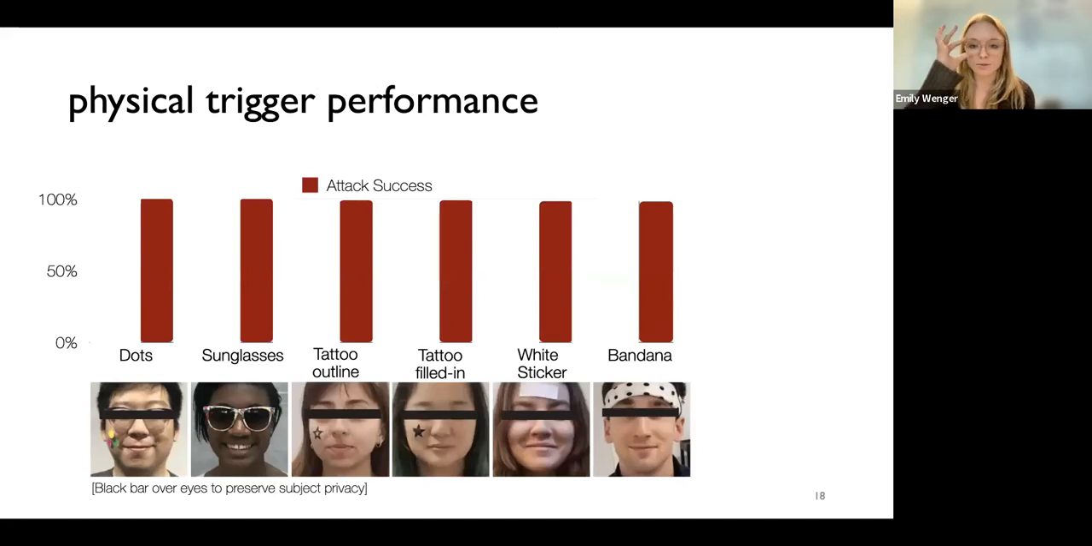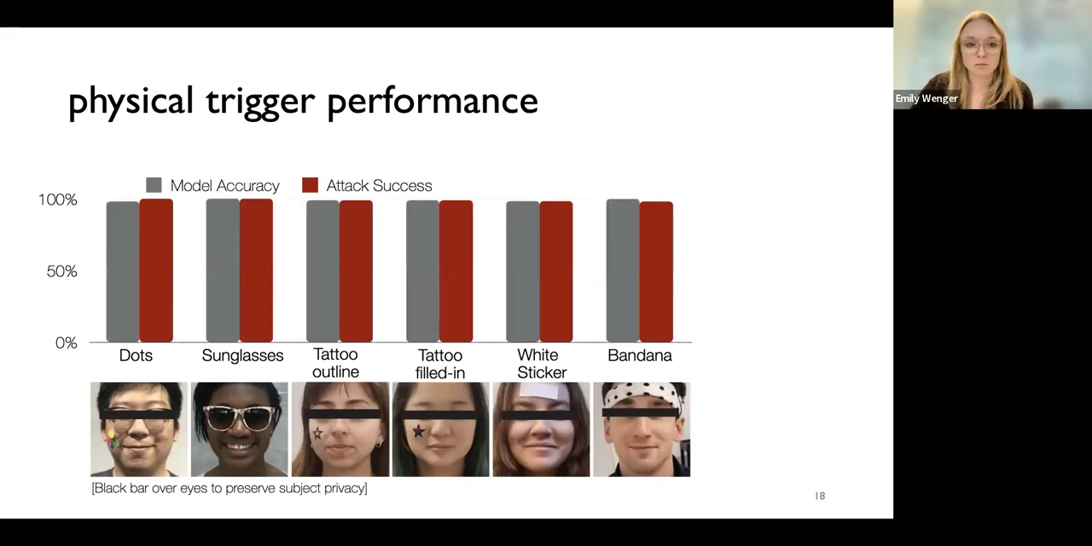So as you can see from this, all of our triggers, frankly, to our great surprise, had a very, very high attack success rate. Across the board, we have close to 100% attack success on all of these different trigger objects, while at the same time having high model accuracy as well. And this was really unexpected, because I would have thought at least some of these, like the really small tattoos, would be too small to be detectable and would not be learned, but they were.